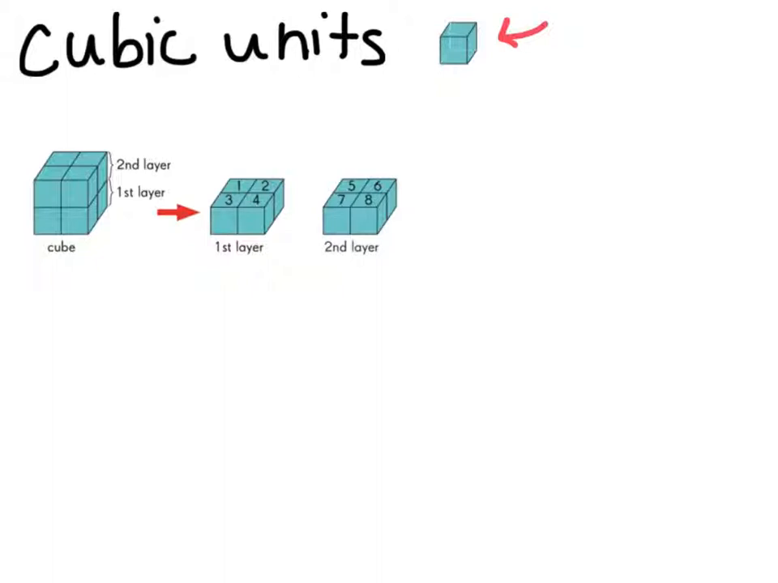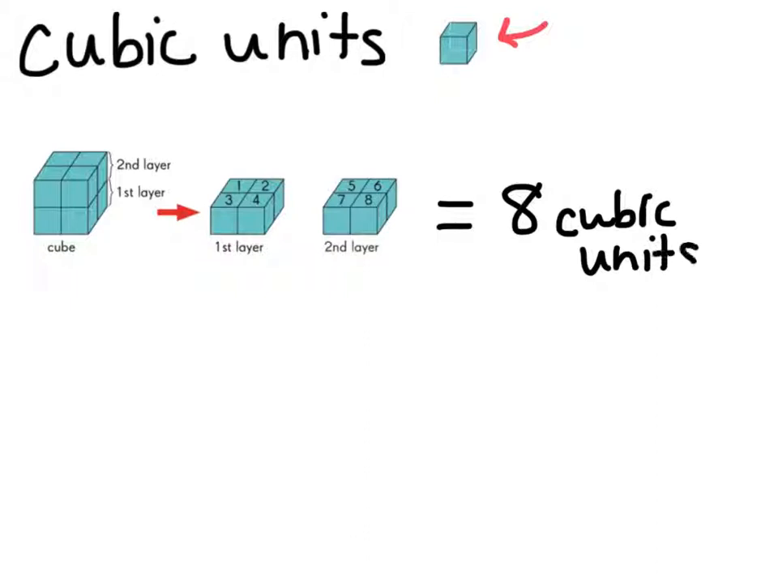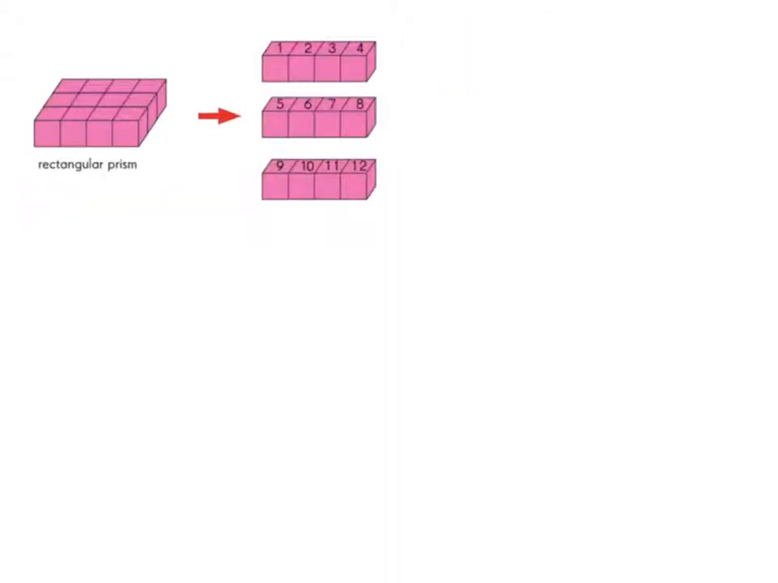We divide this into layers so we can see the individual cube units within the cube. There are 8 cubes, therefore, the volume of our cube is 8 cubic units, which could also be written like this. That 3 means cubed.